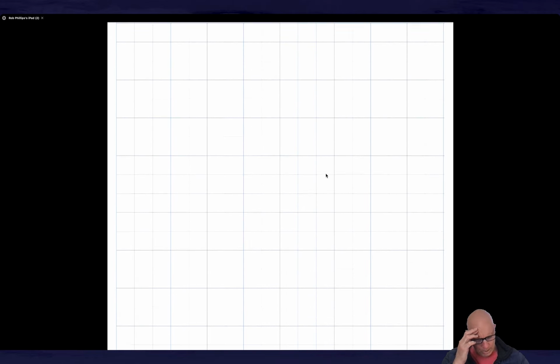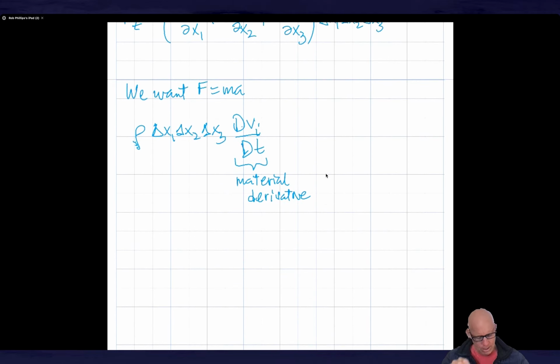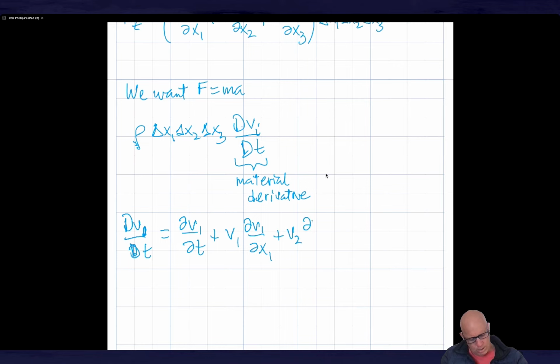So the thing I want to say, going back to this, is that when I write dv1 by dt, what I mean by that is dv1 by dt, plus v1 dv1 by dx1 plus v2 dv1 by dx2 plus v3 dv1 by dx3.